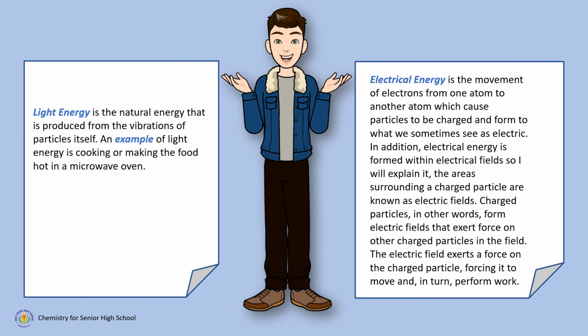Six is electrical energy. It is the movement of electrons from one atom to another atom, which causes particles to be charged and form what we sometimes see as electricity. In addition, electrical energy is formed within electrical fields, so I will explain it. The areas surrounding a charged particle are known as electrical fields. Charged particles, in other words, form electrical fields that exert force on other charged particles in the field. The electrical field exerts a force on the charged particle, forcing it to move and in turn perform work.